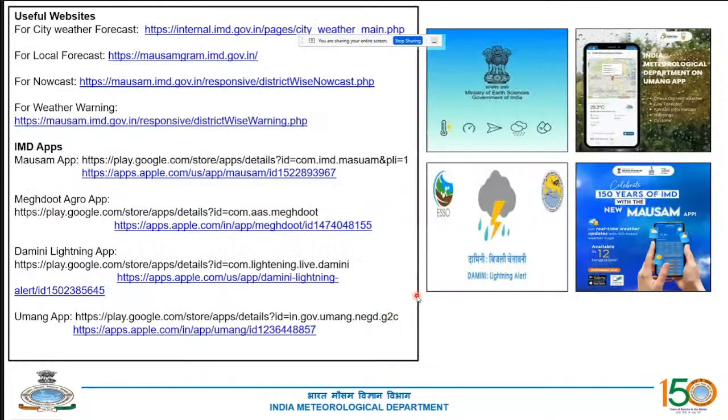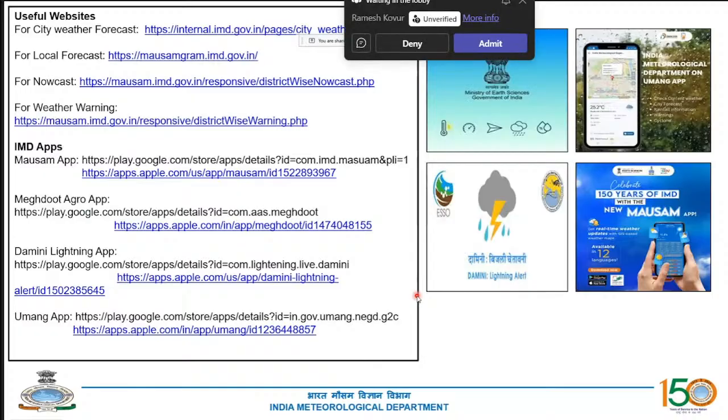And you can check the weather forecast of your city, place, region, state, as well as you can check the agri-meteorological advisories on our Mosam app. And there is a Damini app developed by IITM and MoES, that you can also see for the lightning alert.